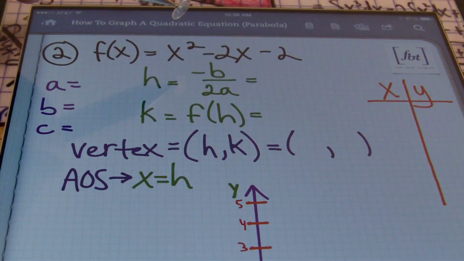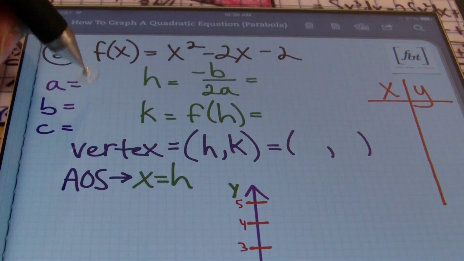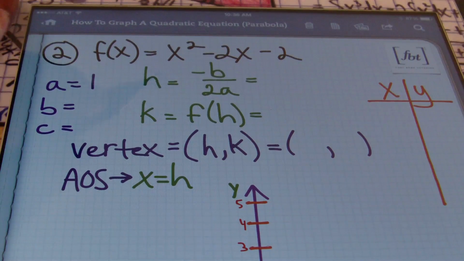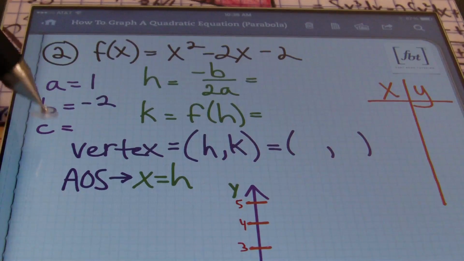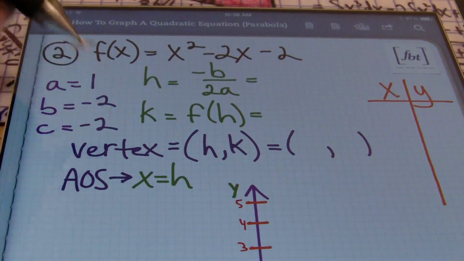So since I have it in our standard form, that ax squared plus bx plus c form, I'm going to go ahead and grab the coefficients, that a, b, and c value from our function so that we can find out what the vertex is. Our a value is going to be 1 in this problem. We're going to have a b value of -2, and we'll have a c value of -2 as well.